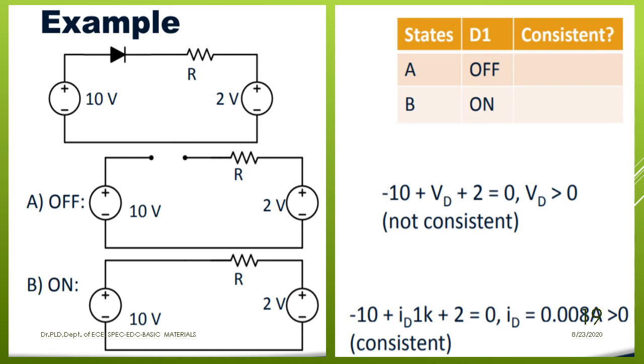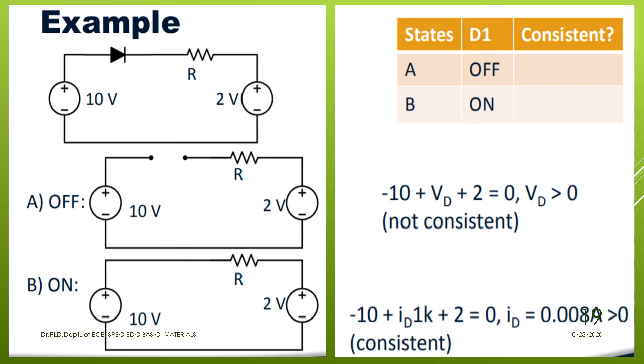Now if you observe, the anode of the diode is connected to the 10 volt source. The cathode of the diode is connected to the 2 volt source. The diode becomes on, or short circuited, whenever the anode voltage is greater than the cathode voltage. So the anode voltage is 10 volts and the cathode voltage is 2 volts.